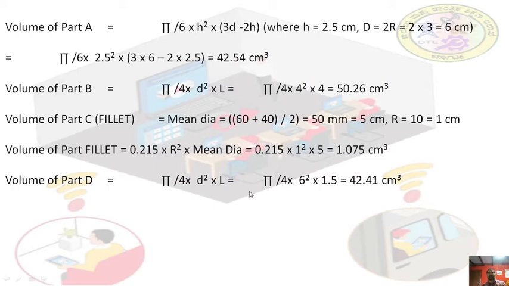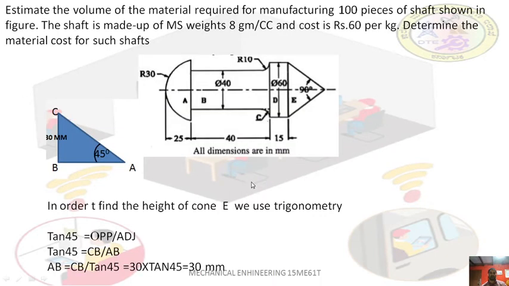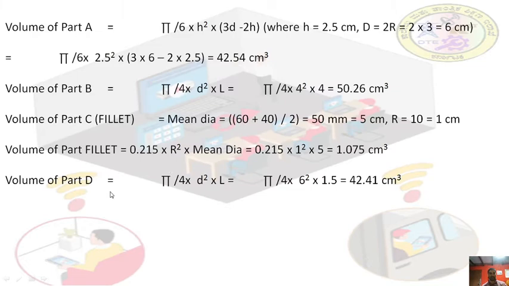The volume of part D is a solid cylinder of diameter 6 and length 15. In terms of centimeter, it is 6 centimeter diameter and 1.5 length. So pi by 4 into 6 square, where d square is 6 square, and the length is 1.5. You will get this much answer.